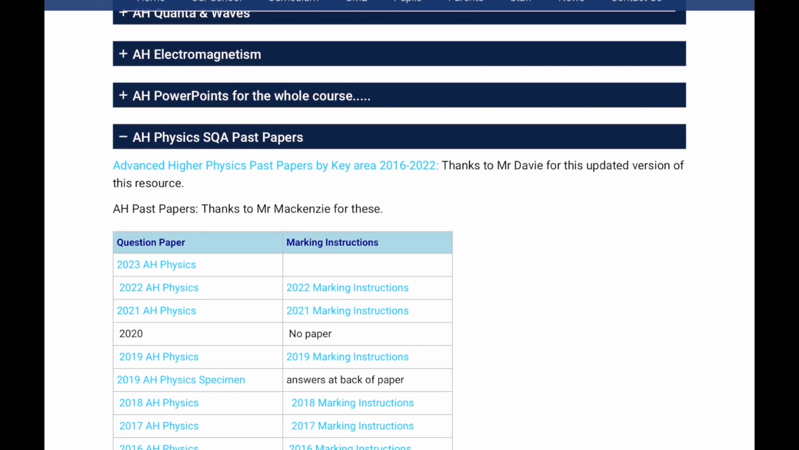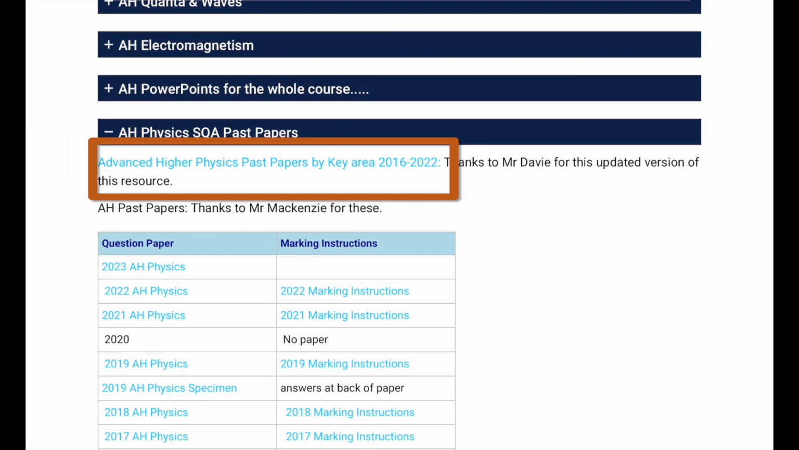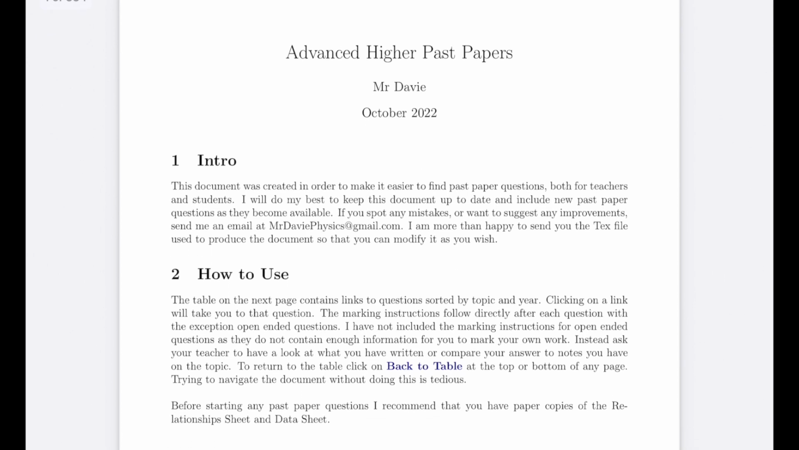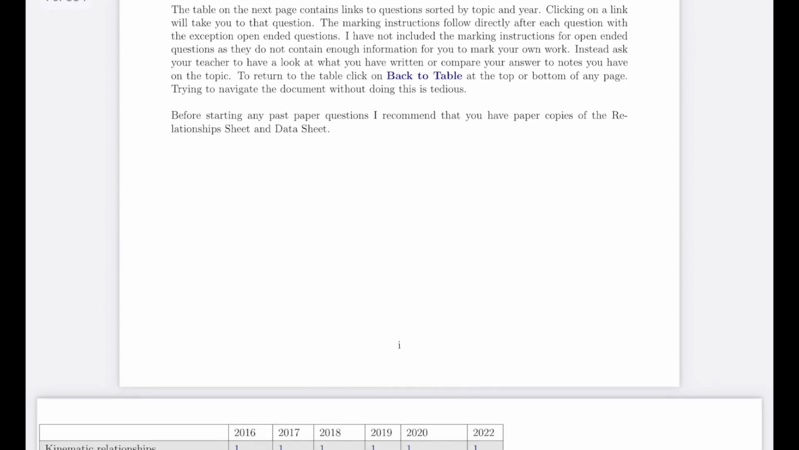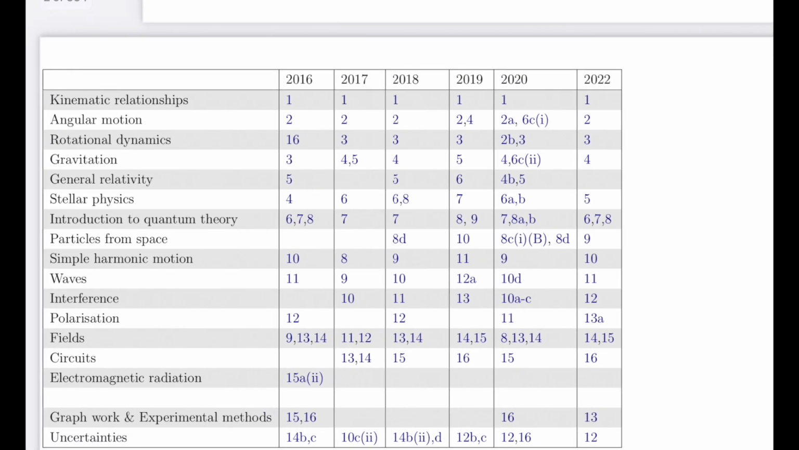Anyway, there you go. That's a couple of stellar physics questions. If you're looking for some more, the best place if you want to look for a particular key area is to use Mr. Davies' interactive PDF of past papers. There's a link to that on the Calder Glen High School Physics website, and once again, many thanks to him for that wonderful resource. All you have to do is scroll down and you'll get the key areas and the hyperlinks to the individual questions and the individual Advanced Higher Physics past papers.